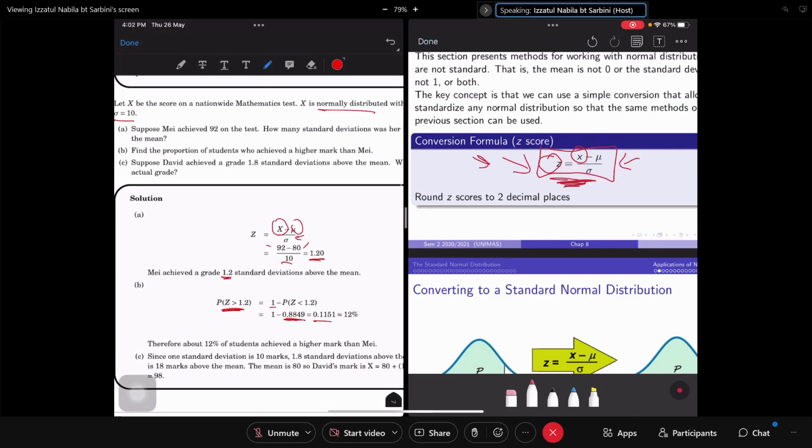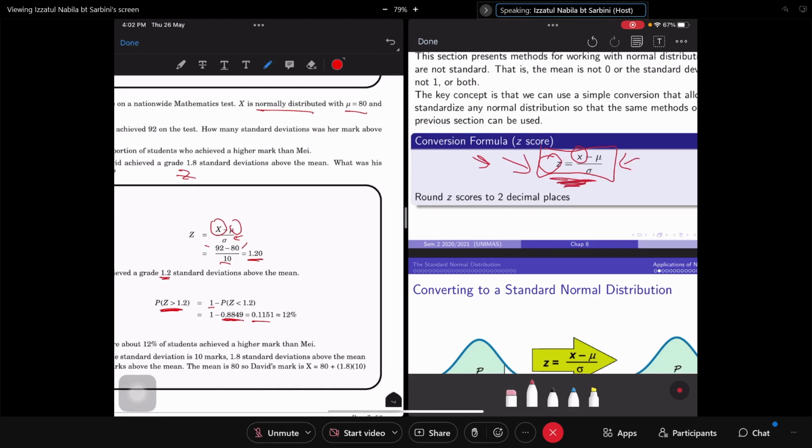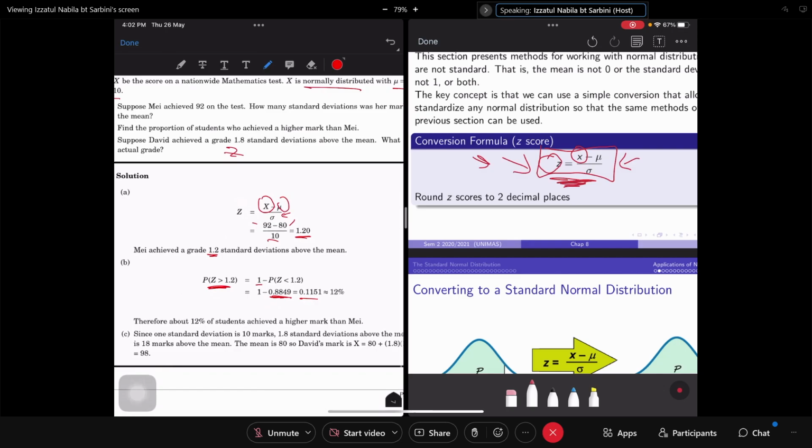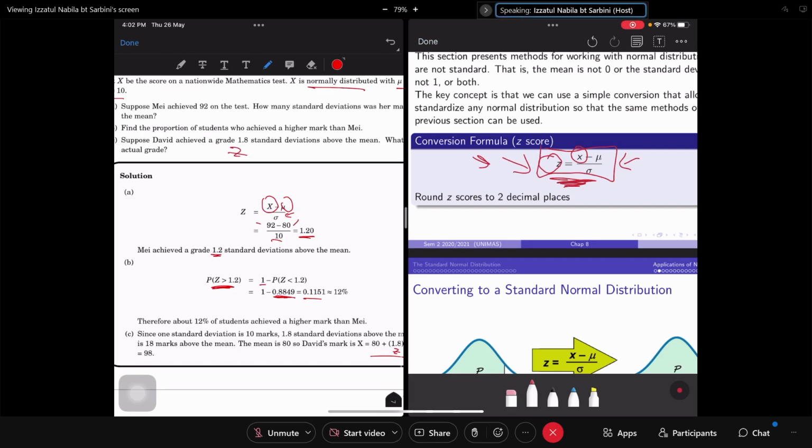Okay, that is B. C. Suppose David achieves a grade of 1.8 standard deviations above the mean. So this will be Z for David. What was his actual grade? This is Z, so we want to find X. We just use the conversion formula. This is our Z just now, 1.8. You substitute into the conversion formula, and you get X equals 98. So David's mark is actually 98.